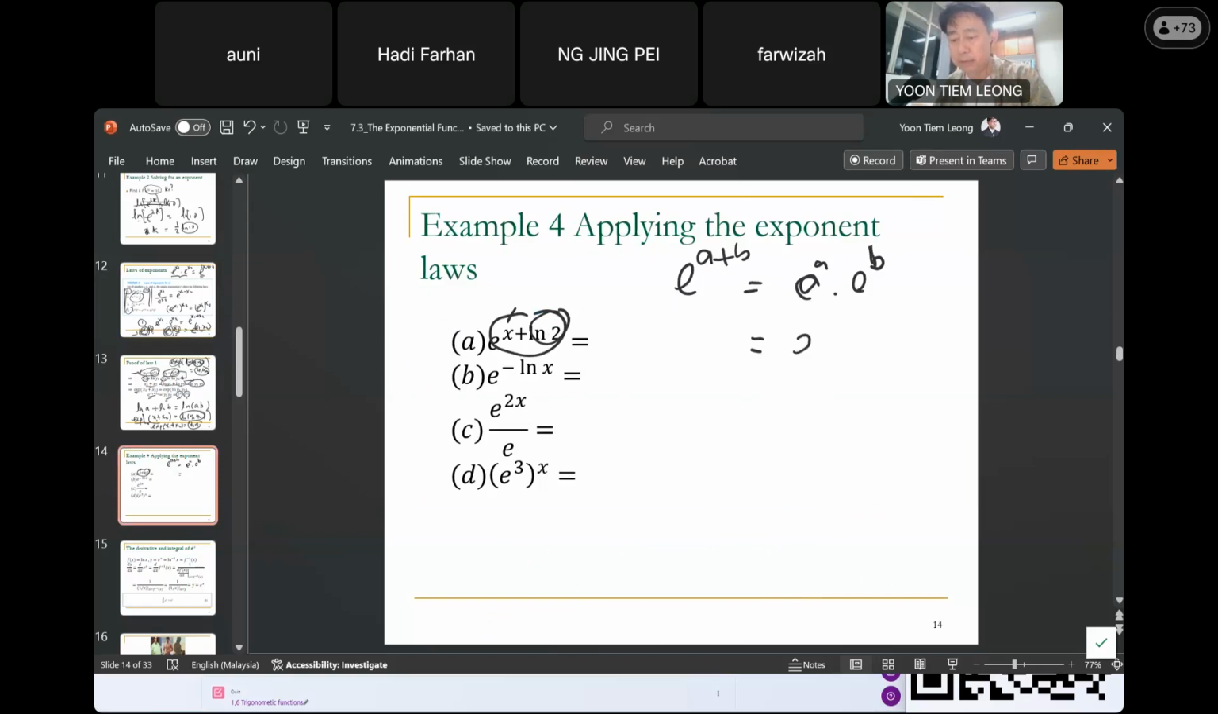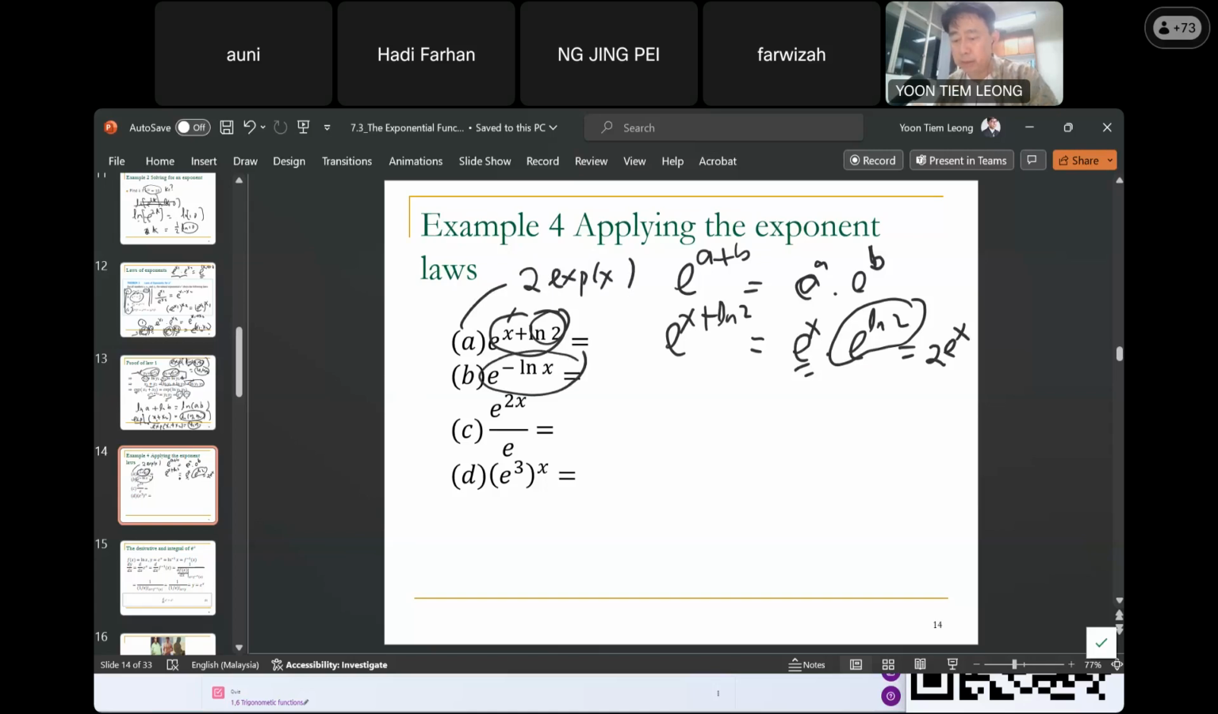So this is the same as e. Let me write it down here. E power of x plus ln2 is the same as e power x times e power ln2. Then you can simplify this further. E power ln2 is just equal to 2. Then this is just the exponential of x. So this will give you 2 times the exponential of x.